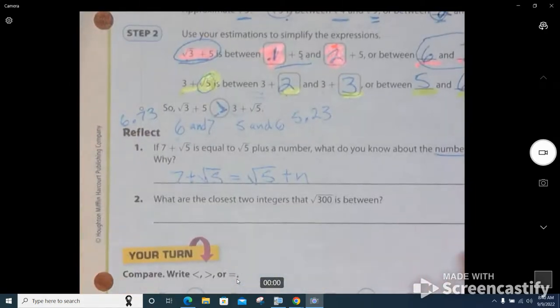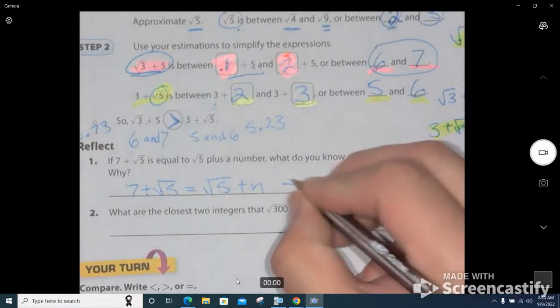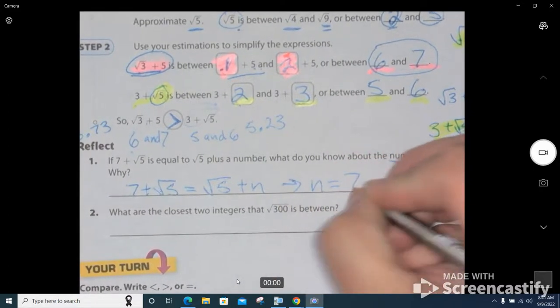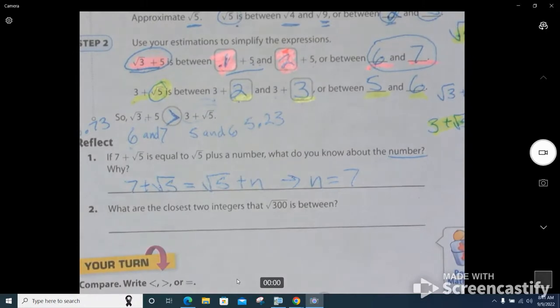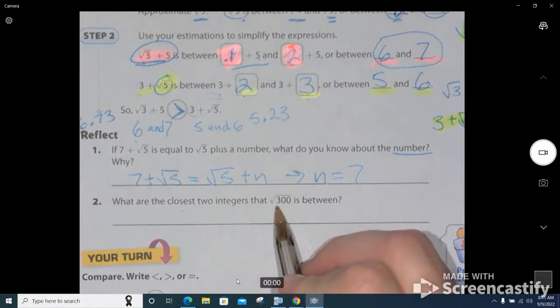Yeah, n is probably 7, right? Because that's the only thing that'll work. That was pretty easy, right? Now, how would I know the difference? Well, I could plug that in the calculator and figure out exactly what it is. It said, what are the two numbers closest to the square root of 300?